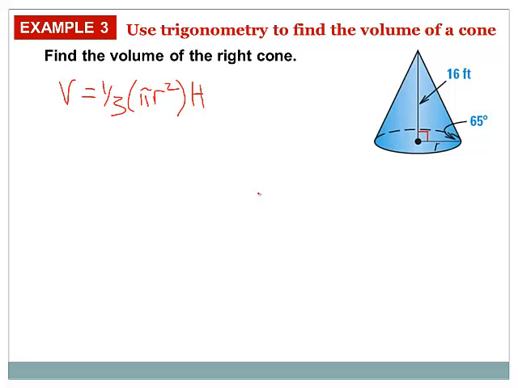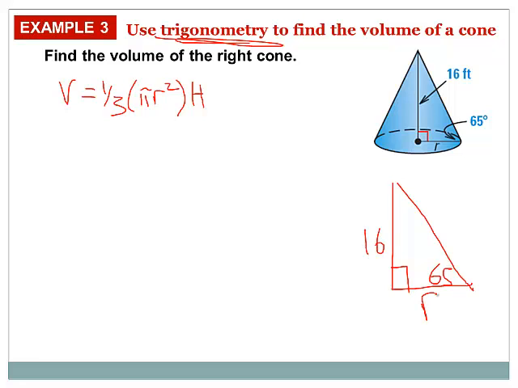But it says use trig, so we have a right triangle here. So I can draw it a little bit bigger if that helps you out. It's a right triangle. We know this is 16. We are trying to find the r. So what is the relationship between the 65 and the 16? That's opposite. What's the relationship between the 65 and the r? That's adjacent. So if you have opposite and adjacent, remember SOHCAHTOA? That means we're going to use tangent because we have opposite and adjacent.